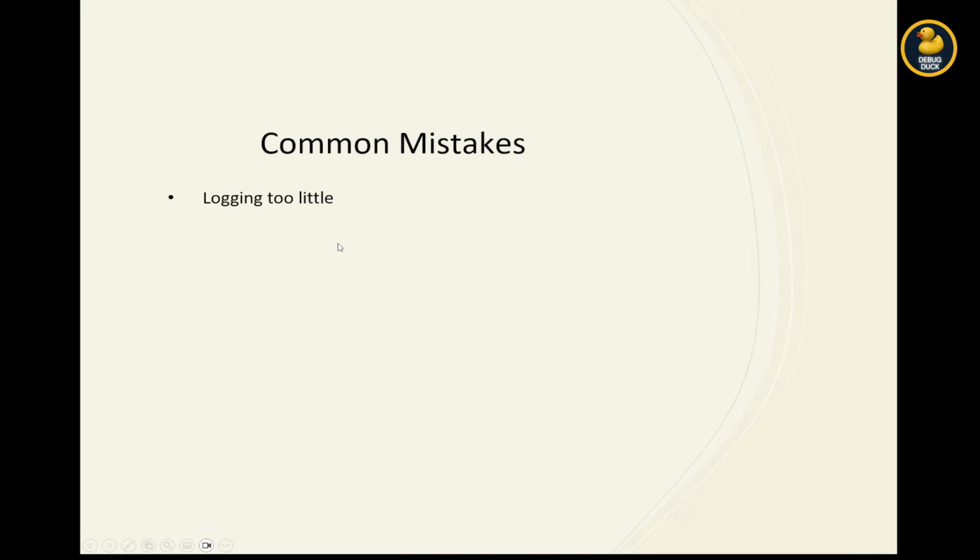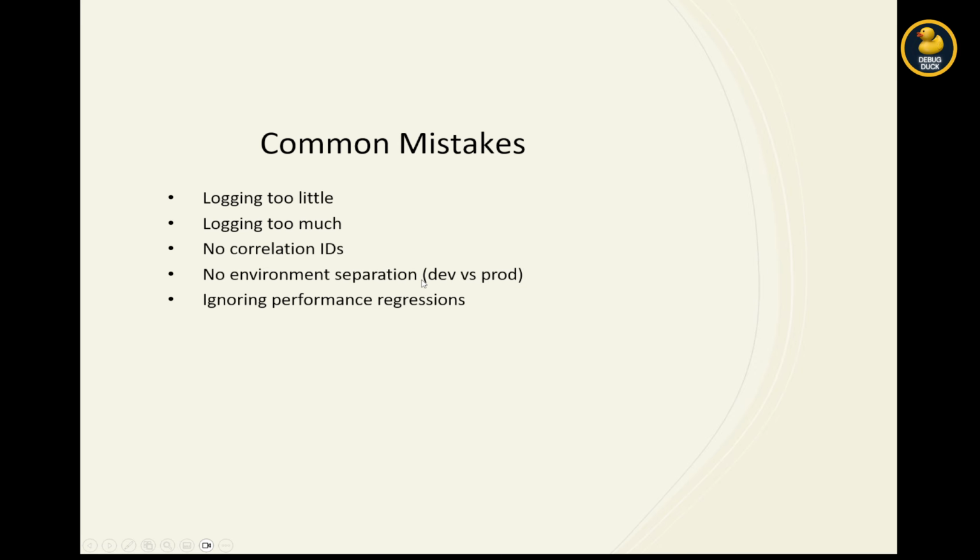The common mistakes: logging too little, logging too much, no correlation IDs, no environment separation, ignoring performance regressions, and no alert thresholds. The architect mindset.